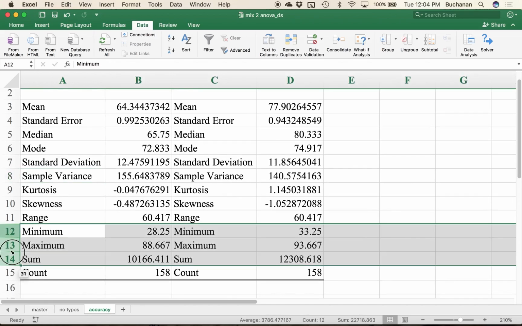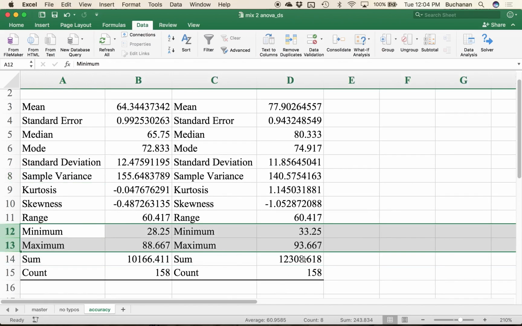Anyway, let's look at min and max. It's well within the range of our study, so 0 to 100, so we don't have any negatives, and we don't have any scores outside the range at the top. So these scores look pretty good.